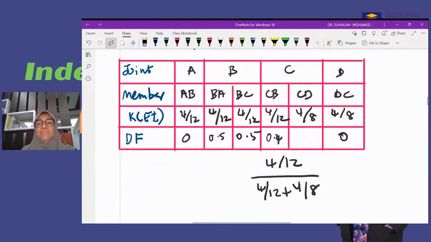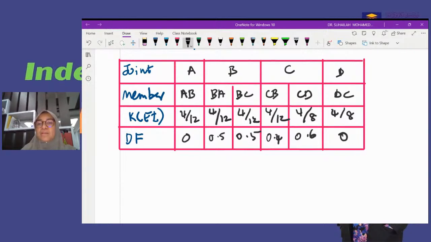0.4, and when we know that CB is 0.4, so CD, of course, we will get 0.6. Why do we have this? Because the distribution factor will be equal to 1, except for the fixed end. Fixed end only, the value is equal to 0. Okay, so this is actually how to calculate the distribution factor.